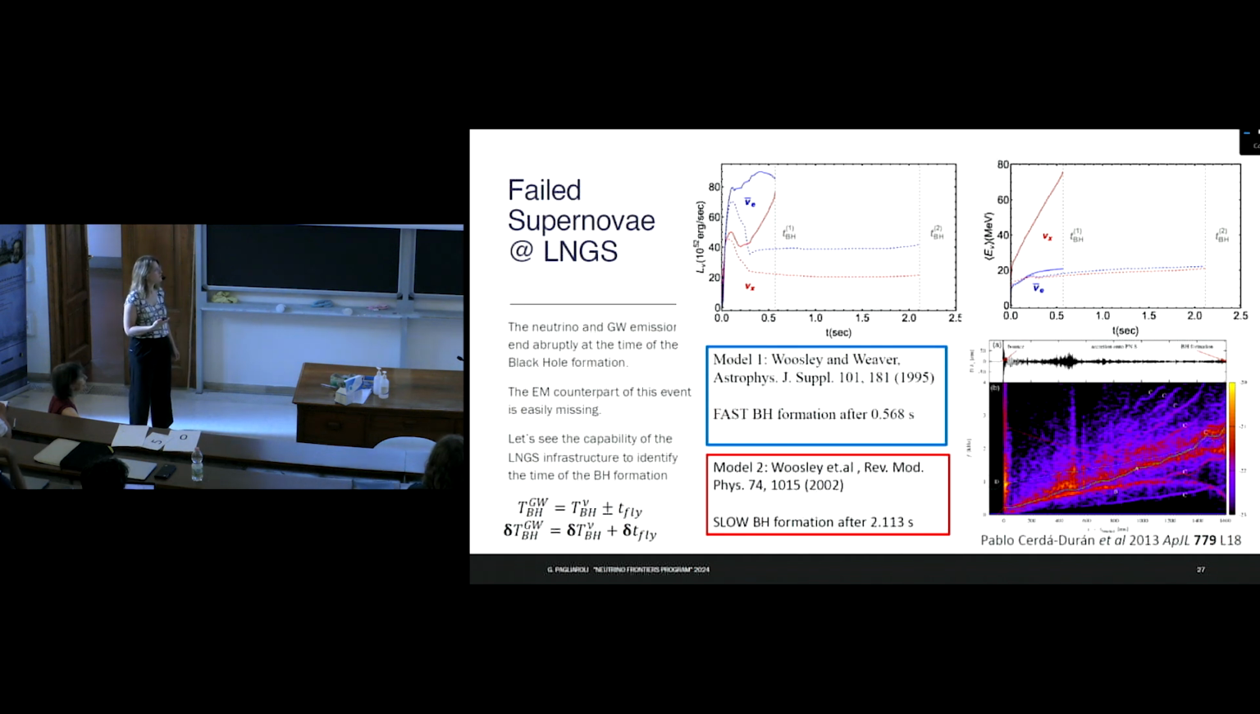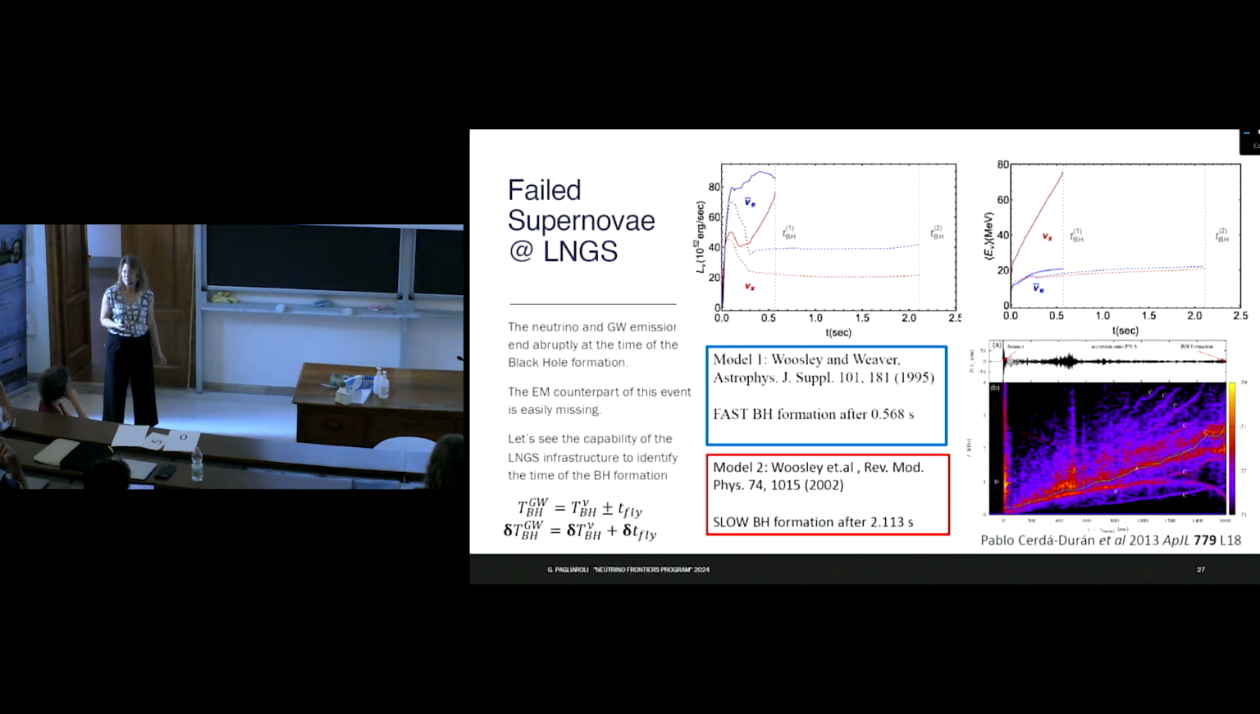the position of these events in the sky. Let's see the capability of the LNGS infrastructure to identify the time of the black hole formation for a gravitational wave detector as much as possible with a very small uncertainty. So this time of the black hole formation will be related to the time of the black hole formation in the neutrino light curve by the time of flight, of course, between the detectors. If you don't know the position of the supernova in the sky, the uncertainty in this term is equivalent to the time of flight, so it could be very large if the detectors are very far away.